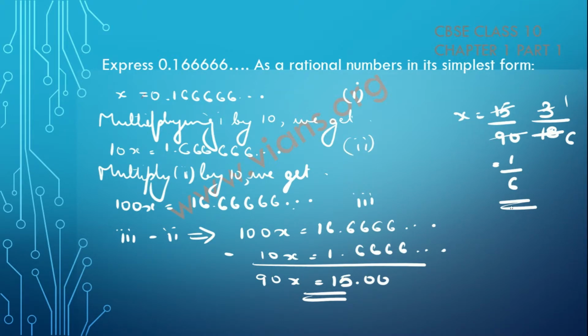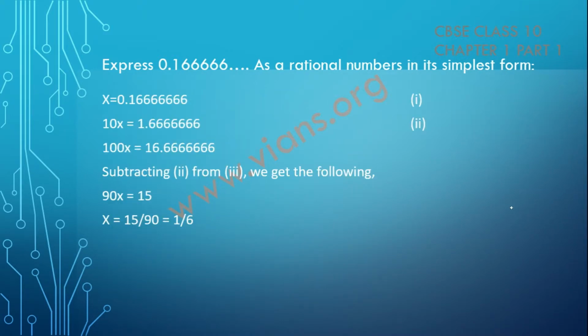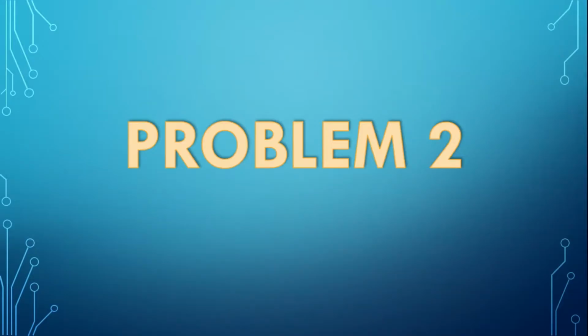Just in case you're having a difficult time understanding my handwriting, that's the same thing that I have written over here, so that it would be easier for you to understand. We've done the same thing. x is equal to 0.166, multiplied it by 10, multiplied it by 100, subtracted 2 from 3, and we got 90x is equal to 15. So we got 15 by 90, that's 1 by 6, is equal to x. All right, let's go to the next problem.